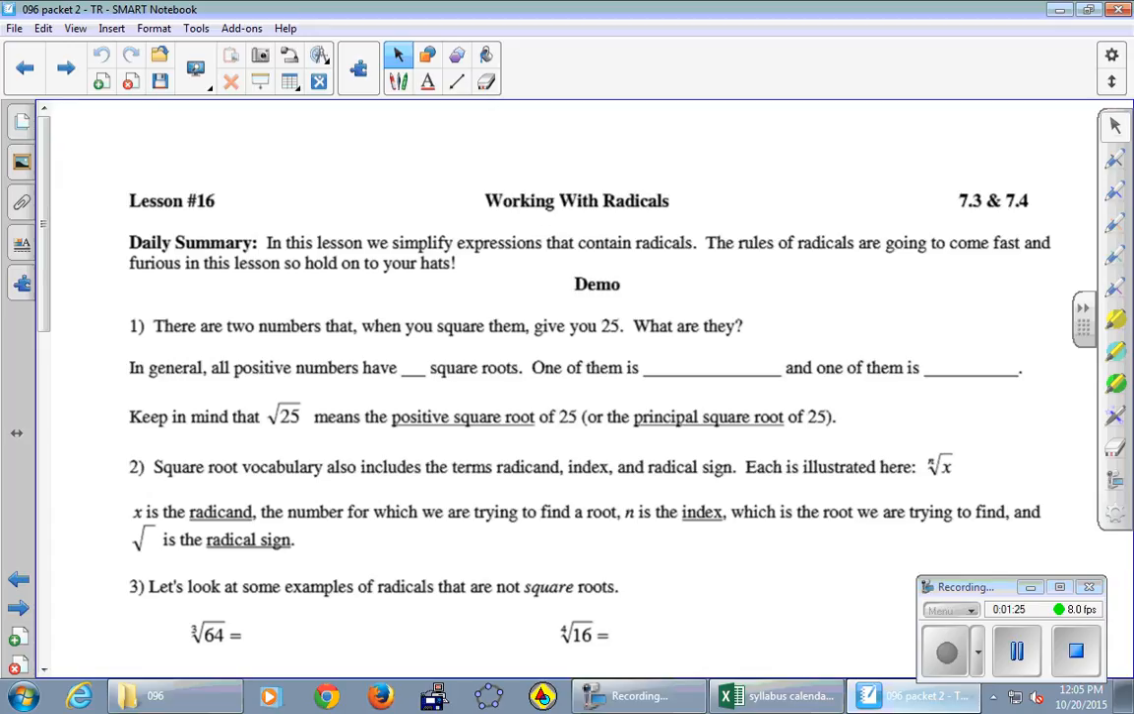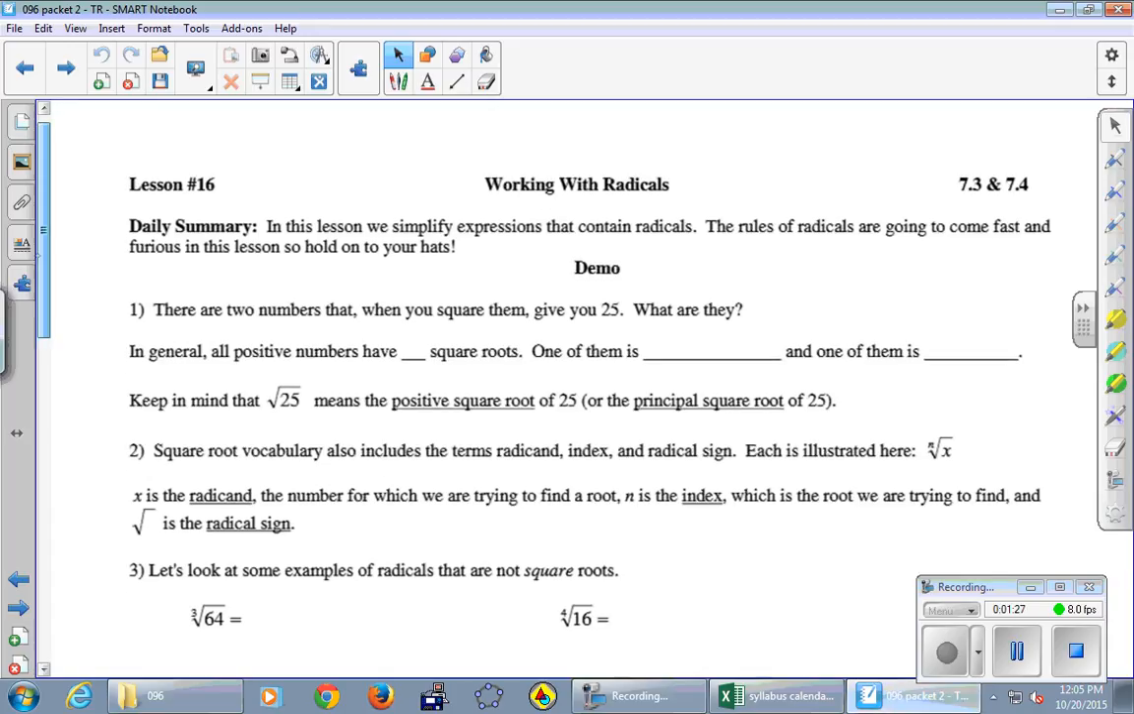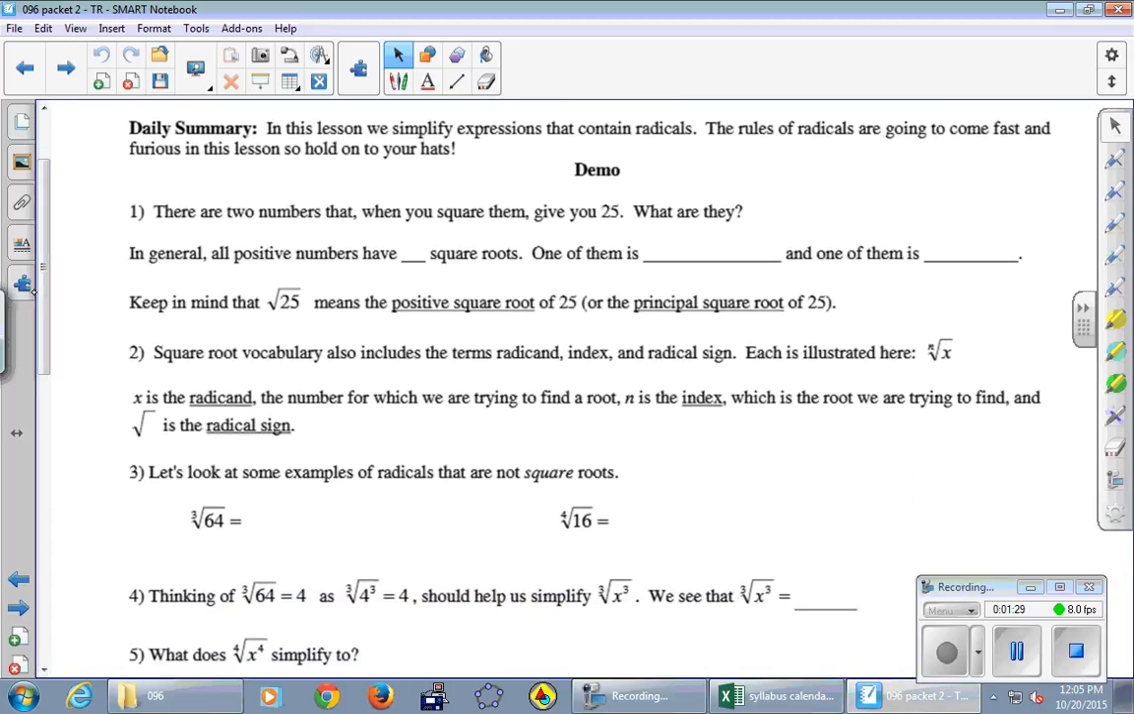The rules of radicals are going to come fast and furious in this lesson, so hold on to your hats. Number 1, there are 2 numbers that when you square them, give you 25. What are they? Five is one of them, because 5 times 5 is 25. What's the other one? Negative 5, because negative 5 times negative 5 is also positive 25. Yep. So there are 2 numbers that when you square them, you get 25.